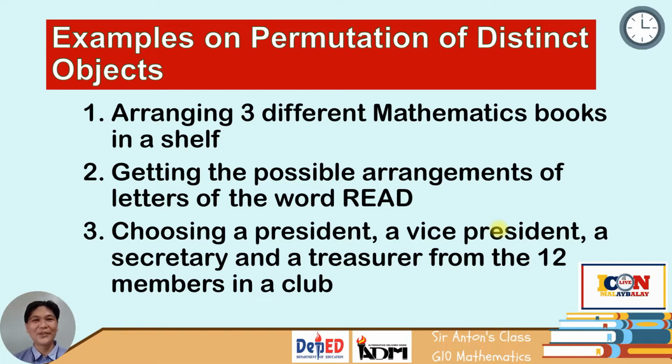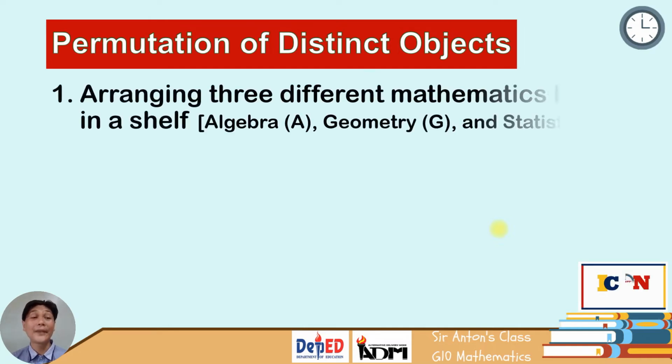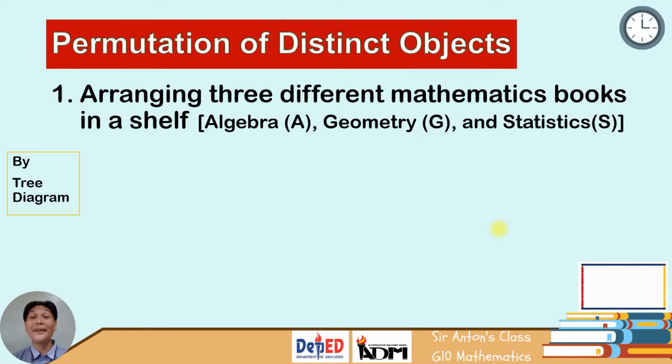Are you ready for the illustration? Now, here's the illustration. For the number 1, arranging 3 different mathematics books in a shelf. Say the books are algebra, represented by A, geometry, represented by G, and statistics, represented by letter S. Now, I am so sorry, I will not use the tabulation method. So, I'll just use the tree diagram, the systematic listing, and the fundamental principle of counting.